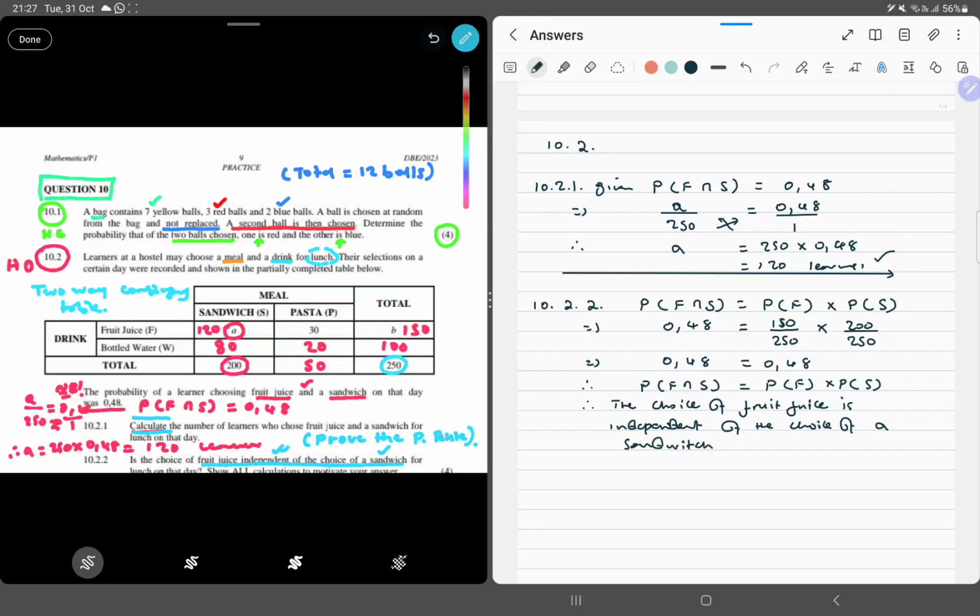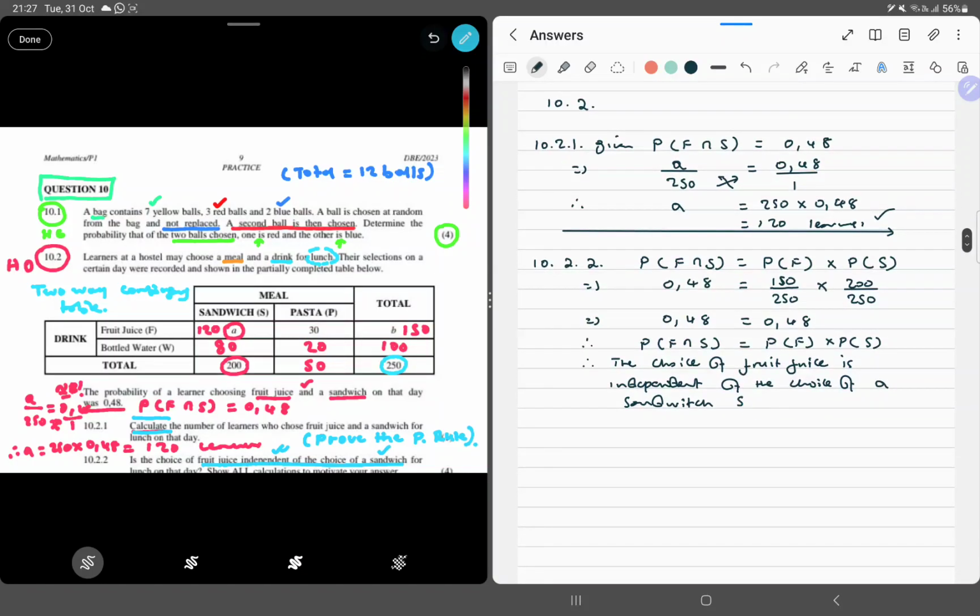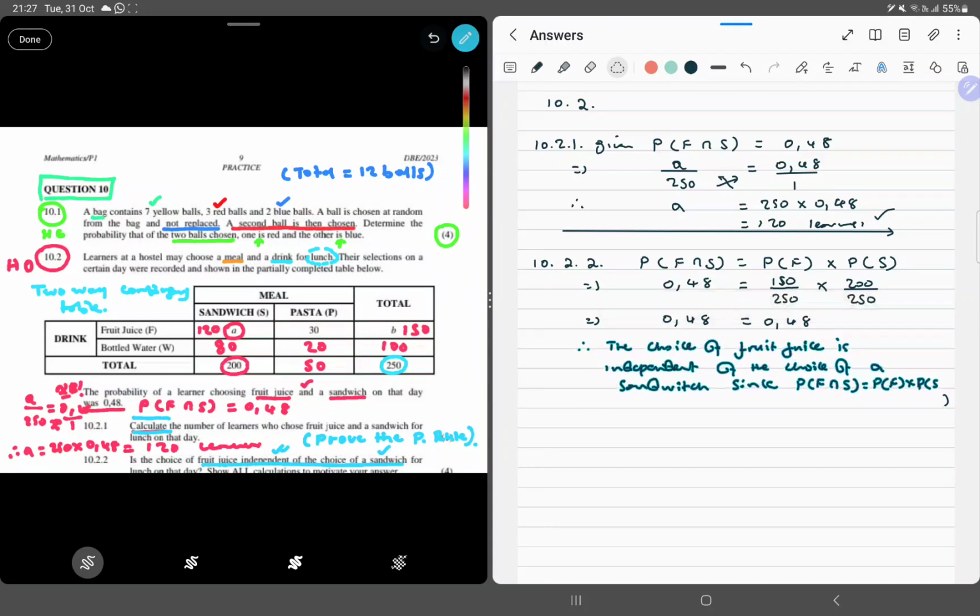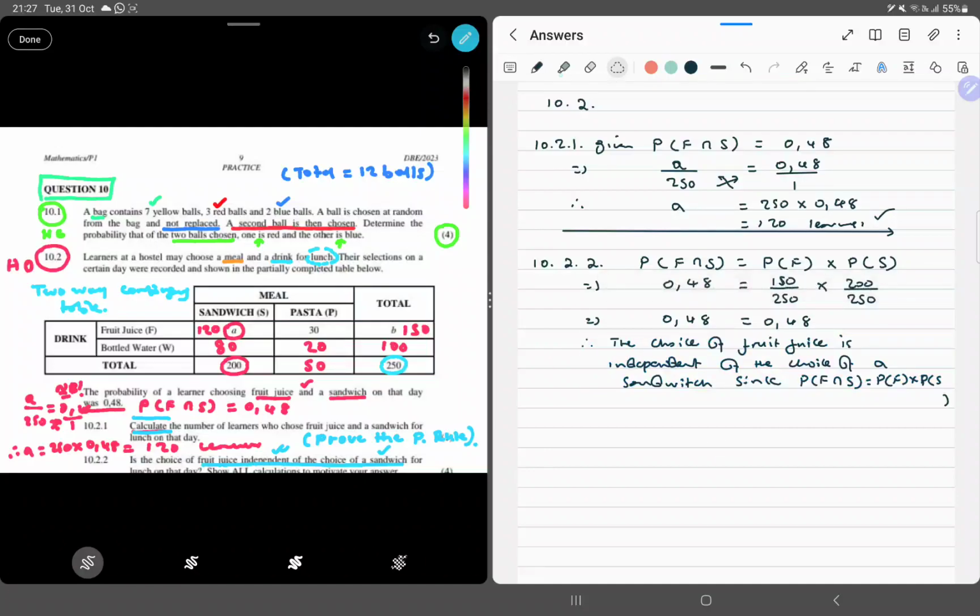All right, since the probability of F, which is fruit juice and a sandwich, is equal to the probability of fruit juice multiplied by the probability of a sandwich choice. But maybe we don't need the statement here. We need it at the end, because they can see it. Sometimes these things are cumbersome. There's no best way to do it, but you can just do your best.